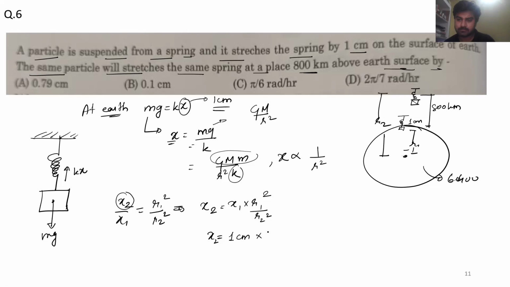R1 is how much? R1 is 6400 divided by 7200, whole square, right? So x2 is equal to, if you solve it, 0 will get cancelled out, and this also will cancel out with 8. So (8 by 9) whole square is 0.79 centimeters, right? So option A is the correct answer.